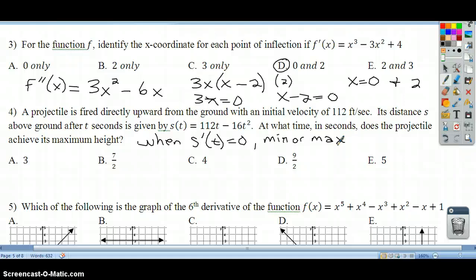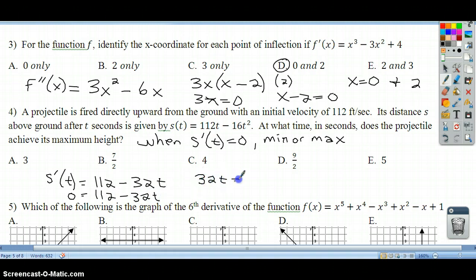We'll find that, and then we're going to need to go back and plug it back in the problem to find out what is, oh no, it says what time, I'm sorry. So we can just leave it at that. Once we find our t value, that's it. So s prime of t equals 112 minus 32t. So we set this equal to 0. Add 32t to both sides, we get 32t equals 112. T equals 112 over 32.